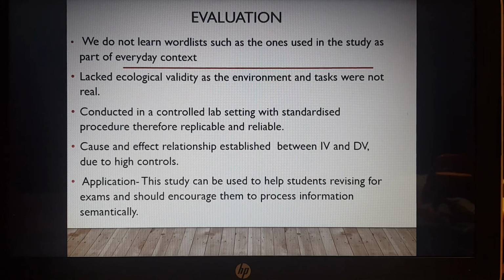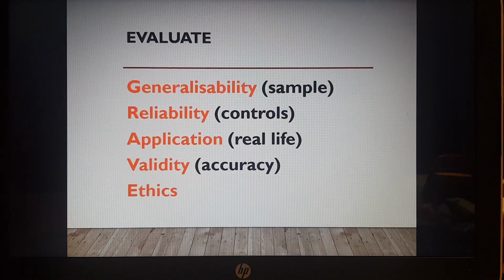Okay, so there's plenty of other evaluation points you could make on this study, and I would use the GRAVE method to think of some more evaluations. So generalizability is about your sample, your population, reliability, application, validity, and obviously ethics. Ethically, there wasn't really any problems with this research, so it's pretty sound ethically. Okay, so that's the study, the classic study by Baddeley. So have another look through the slides and read the textbook to make sure that you understand the study in detail.